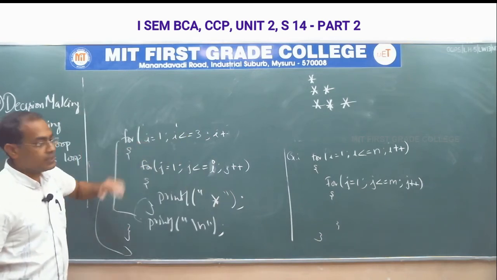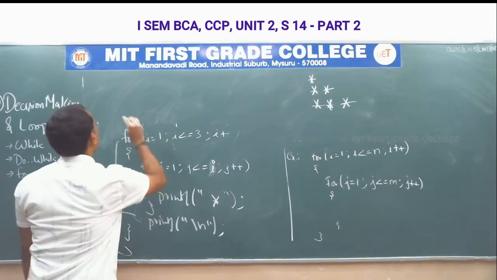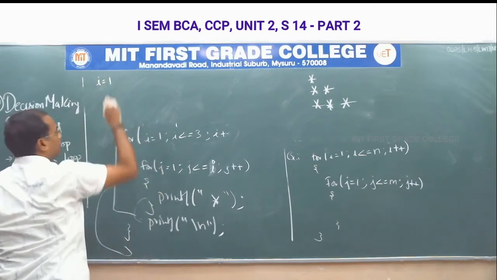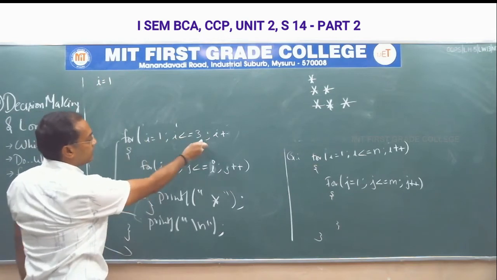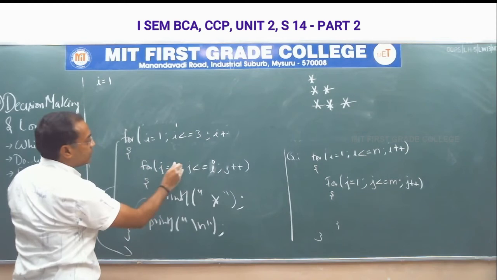So how does this execute? We'll see. So very first, i value is 1. Is 1 less than or equal to 3? Yes, it's true. Go to the loop. j is 1.